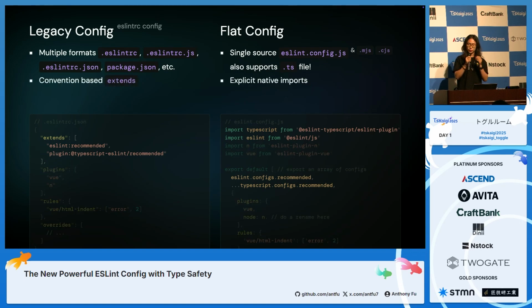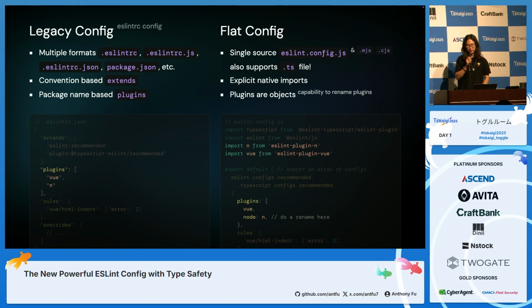When it comes to reusing shared config, the legacy config format implicitly uses the convention-based extends property to load the config from your node modules. As you can see on the left, you have to know how the convention works to know what exactly it's going to resolve. On the other hand, in the flat config, you directly use an explicit import and then provide the config directly, so you have more control.